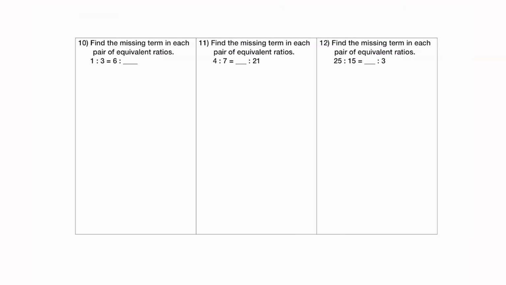Here we have to find the missing term in the equivalent ratios. So we say 1 over 3 equals 6 over something. Now, how do we do this? What does it take to reach from 1 to 6? It's times 6. So the same thing here. We have to do times 6, and the answer will be 18. 3 times 6 is 18.